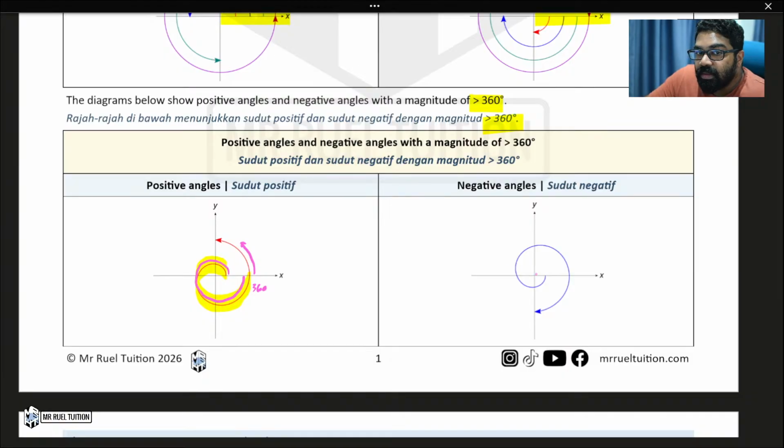Okay? Same here. Sudut negatif pun sama. That means ini magnitude dia lebih daripada 360 juga. The magnitude is still more than 360 here. But it's a negative angle lah. Okay, lepas tu kita teruskan di sini.